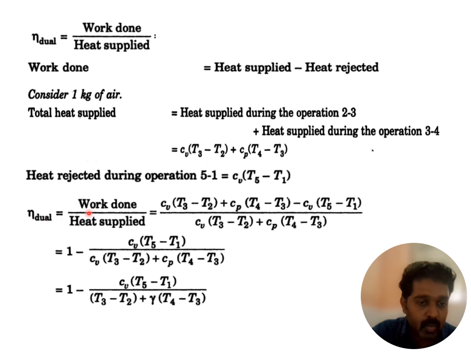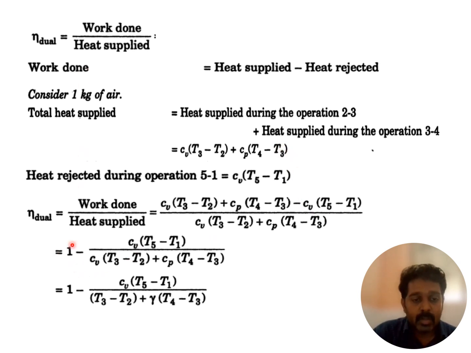Efficiency of the dual cycle equals work done divided by heat supplied. That means Cv into T3 minus T2 plus Cp into T4 minus T3, minus Cv into T5 minus T1. So this is the total work done value, and the total heat supplied is Cv into T3 minus T2 plus Cp into T4 minus T3. This value. Okay.